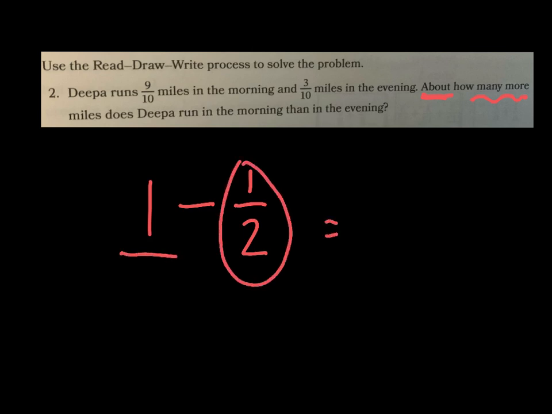And so we're going to subtract because they want to know how many more. That's 5/10, and that would be a half. And when we take a half away from a whole, that would just give us another half. So Deepa ran about 1/2 of a mile more in the morning than in the evening. Again, this is not an exact answer, but it's an estimate. We are a little bit over, but it's always good to be a little bit over than having an underestimate.